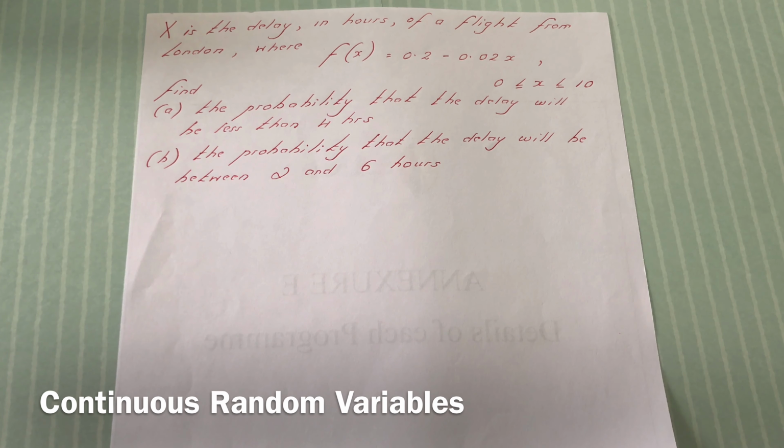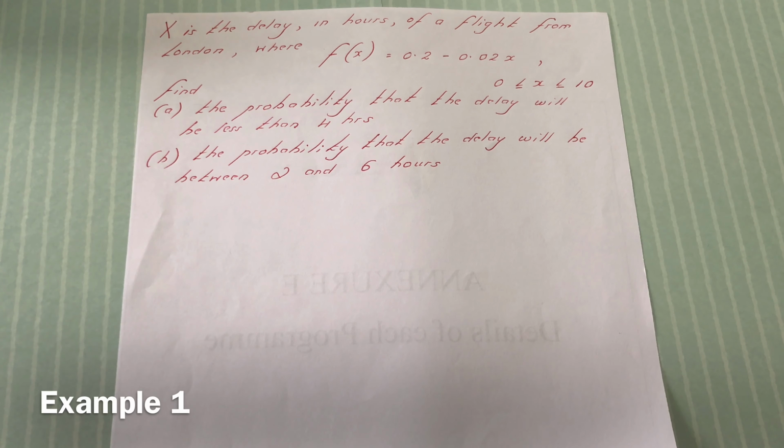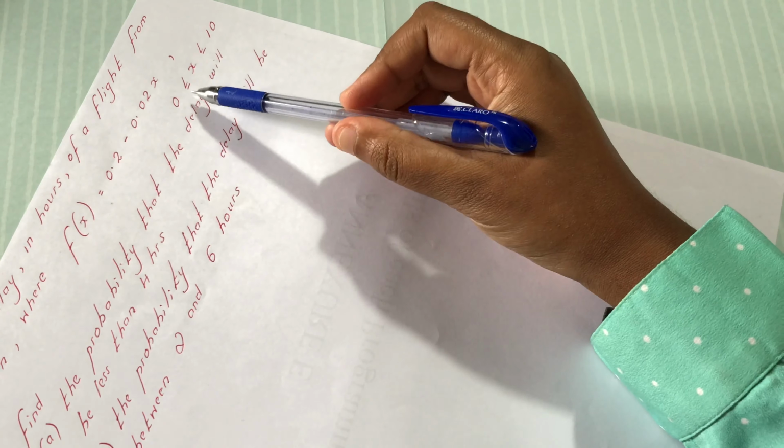Hi everyone. Next question on continuous random variable. X is the delay in hours of a flight from London where the function f of x is equal to 0.2 minus 0.02x. Find the probability that the delay will be less than 4 hours, and the probability that the delay will be between 2 and 6 hours. F of x is a linear function valid for values of x from 0 to 10.